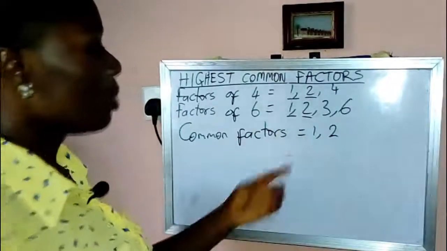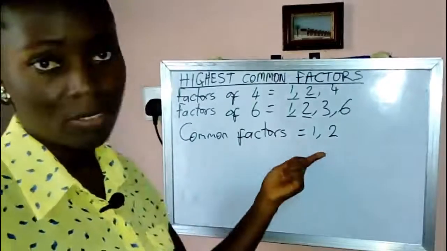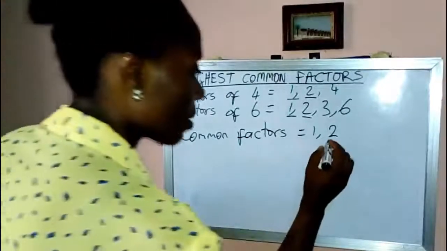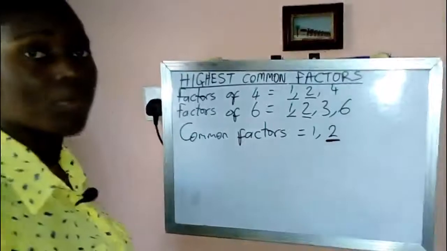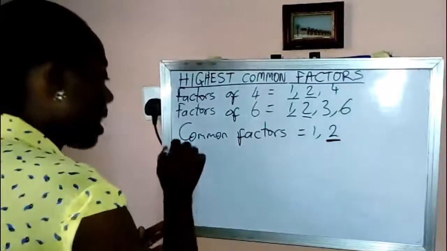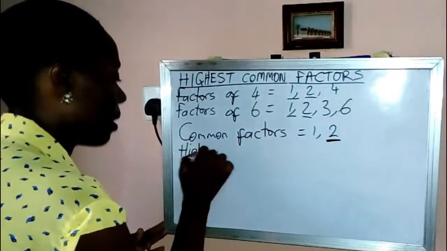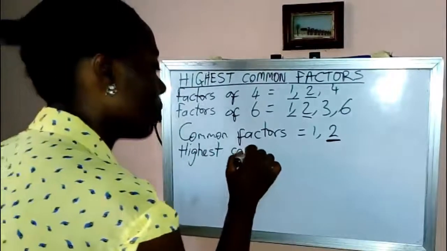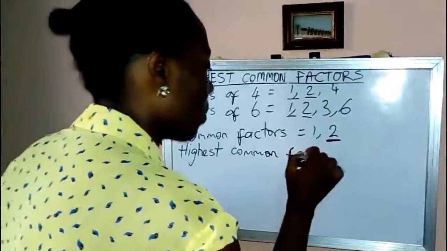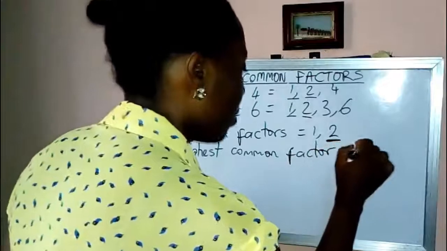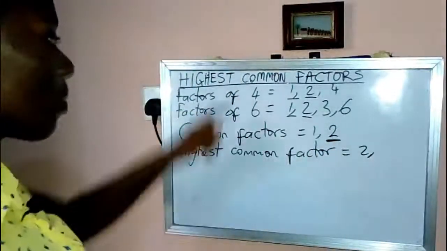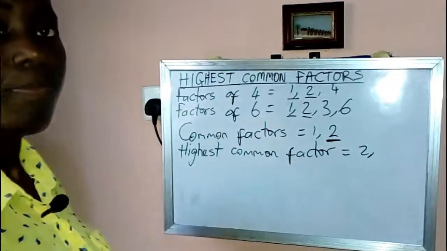Now you check what is the highest or the biggest of these factors. Of these factors, the biggest of them is 2. So that becomes our highest common factor. So the highest common factor of 4 and 6 is 2.